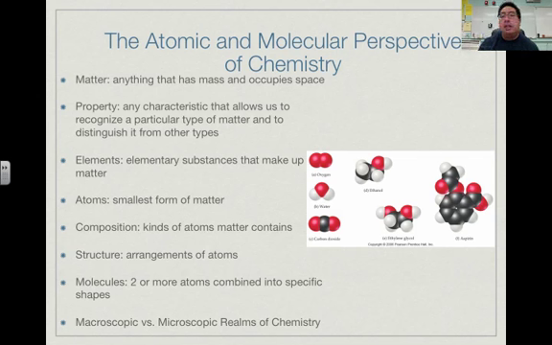Matter, of course, is anything that has mass and takes up space. Properties are characteristics that allow us to distinguish one form of matter from another. Elements are the most elementary substances that make up matter, so they're like the building blocks, if you will. Atoms are the smallest form of matter, and we'll talk a little bit more about atoms in upcoming chapters. Composition is the kinds of atoms matter contains. Structure is how they're connected together, or their arrangement. Molecules are basically two or more atoms combined into specific shapes and forms.